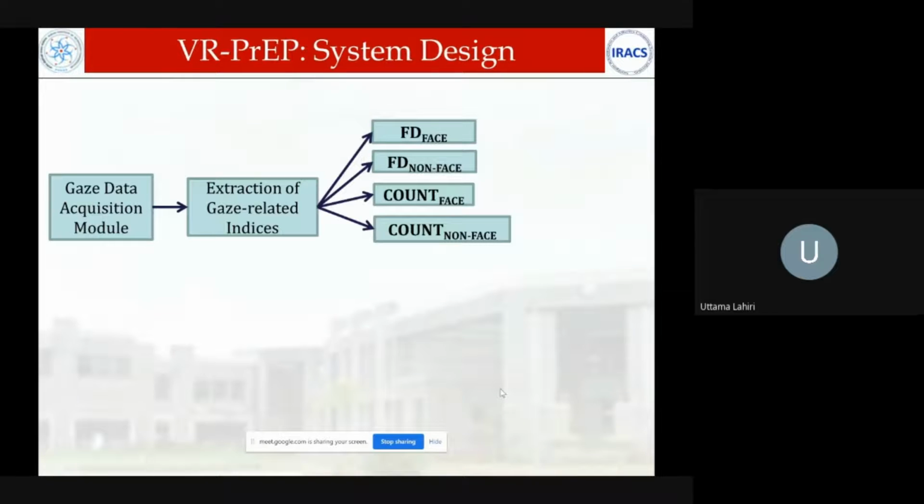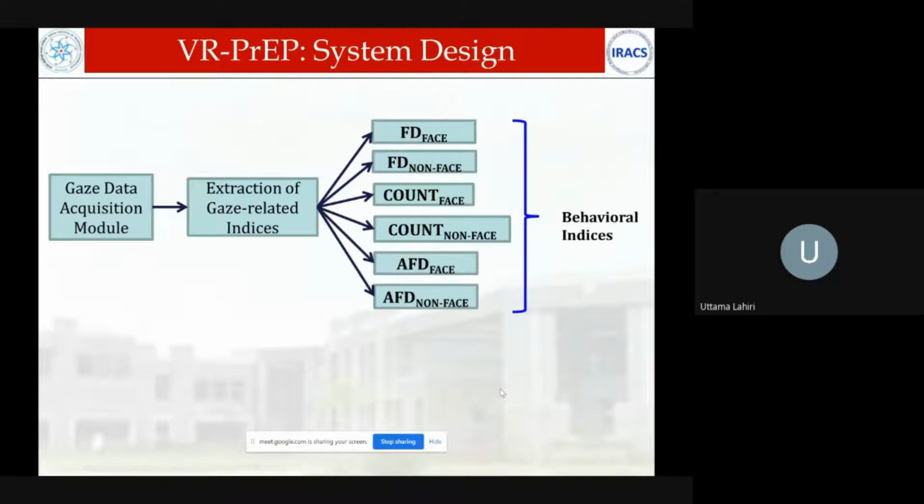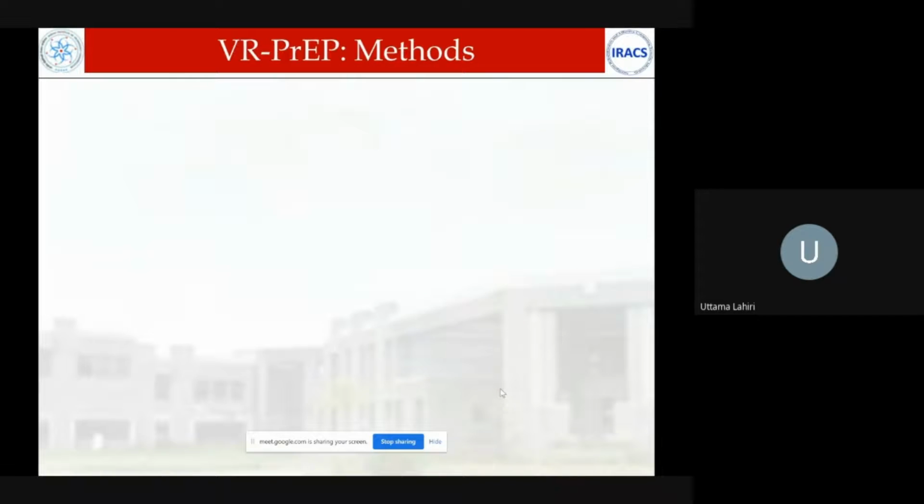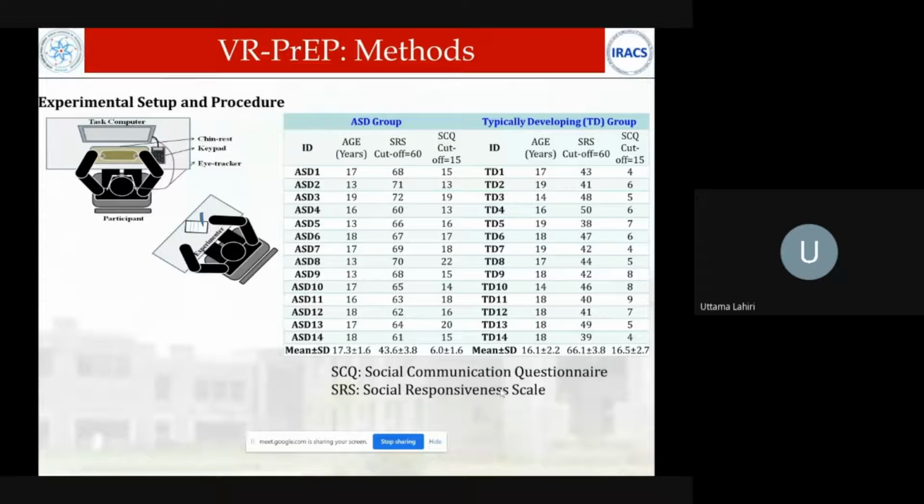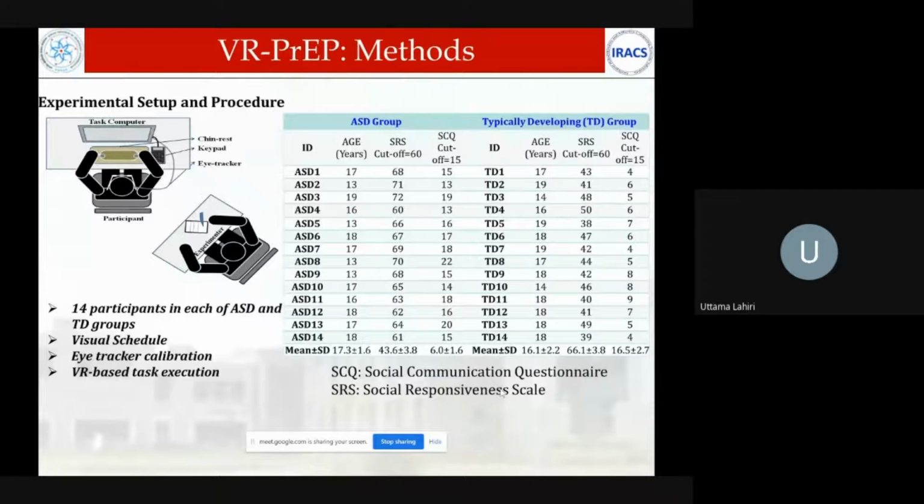In the same way, we extracted different gaze features: fixation duration towards face and non-face, count towards face and non-face, and average fixation duration towards face and non-face. These are various behavioral indices. And a group of 14 pairs of ASD and TD, that is 14 children with ASD and 14 age-matched children with TD, were recruited for this study. We used an eye tracker along with a chin rest for the children.